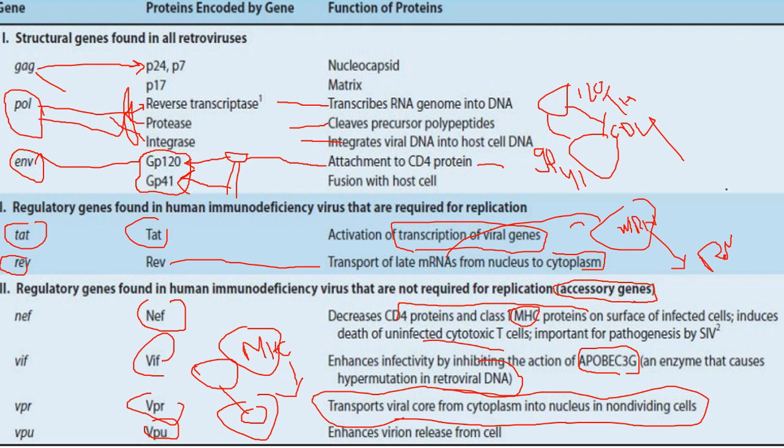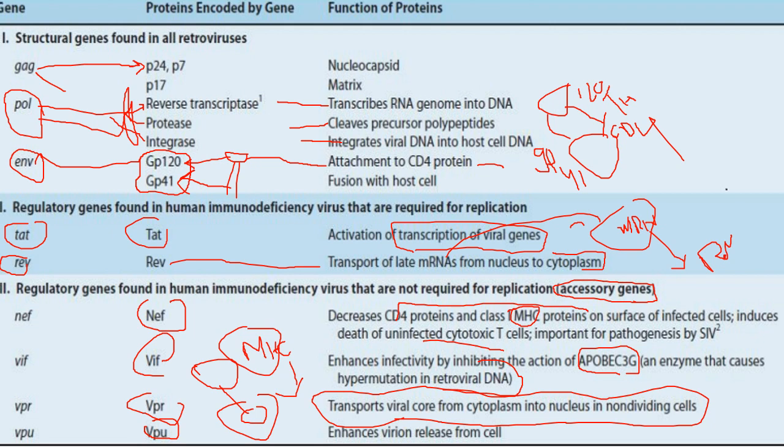Another gene is known as the ENV gene. The ENV gene forms the envelope glycoproteins, that is GP120 and GP41. We have discussed these two spikes in the envelope: the transmembrane glycoprotein is GP41, and the mushroom-like one is known as GP120. Now what is the function of GP120? GP120 helps in the attachment to the CD4 protein.